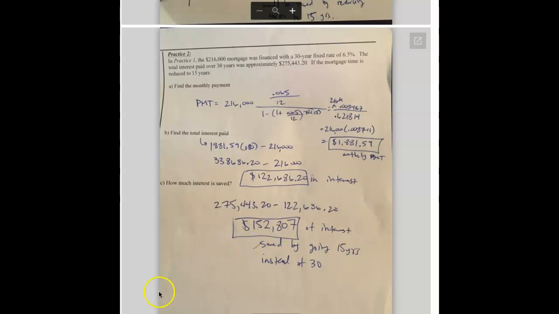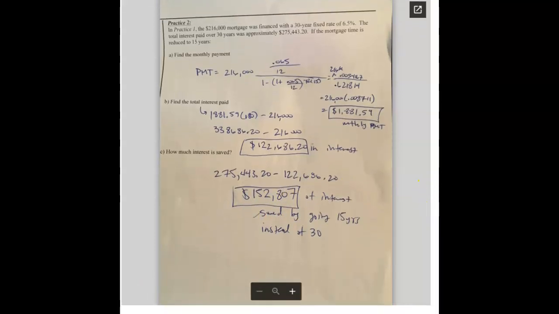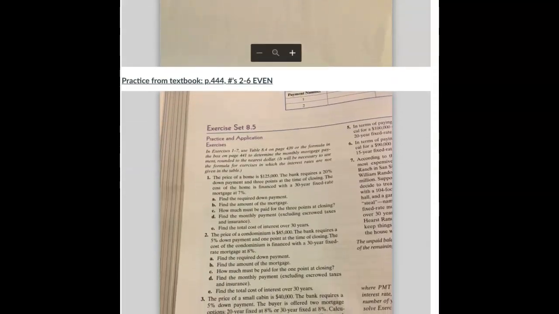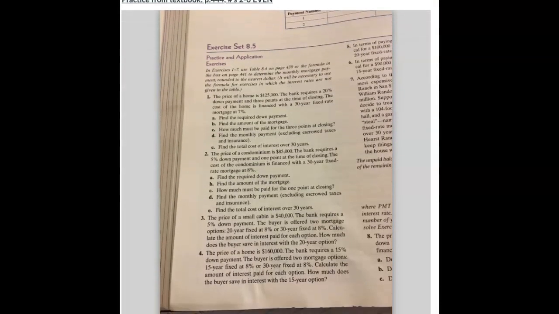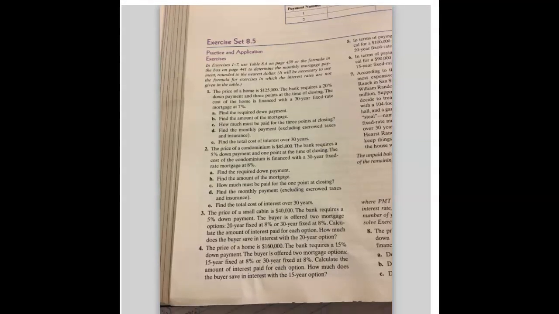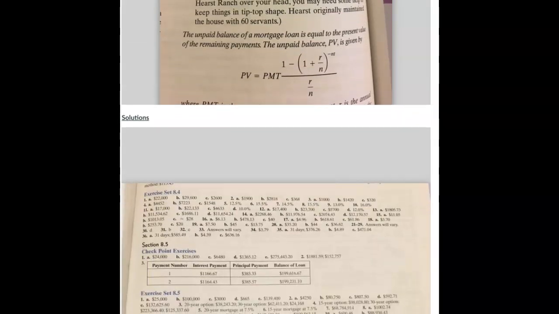So yeah, that's it. Definitely do those two problems, then do your best to get to some of these. Try your best to do all of them. If it ends up being heavy on the labor, at least do one of these. So work the whole period, and if you don't get all the 2 through 6 even done, at least do number 2. And there's your solutions.